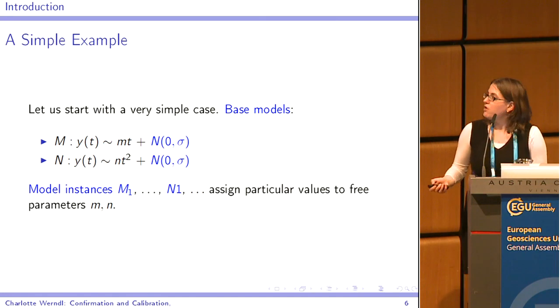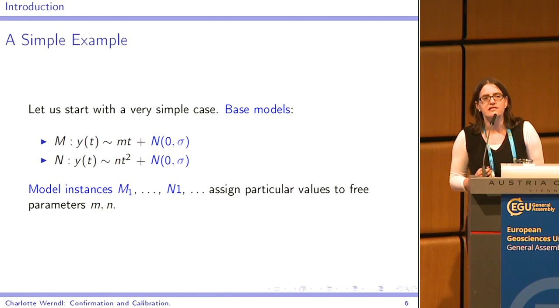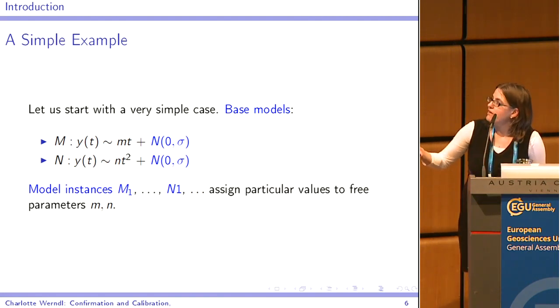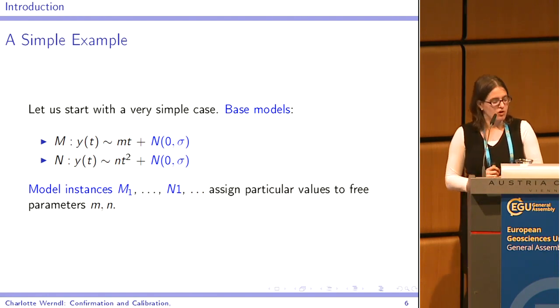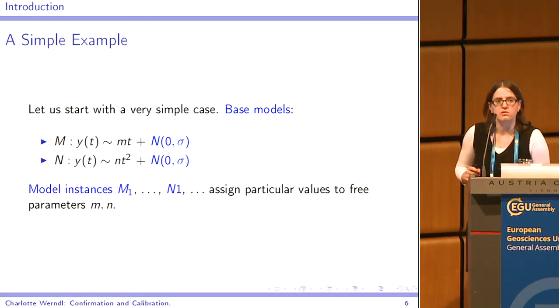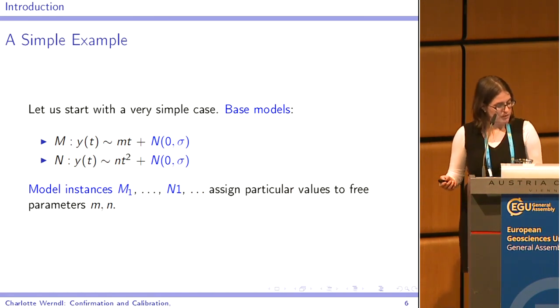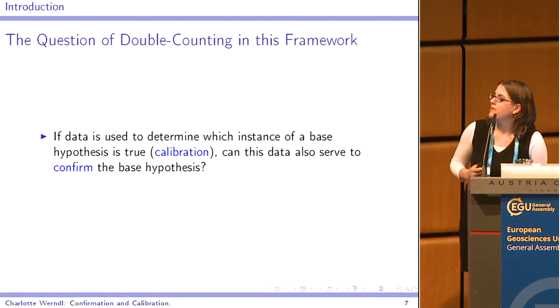And the second terminology, which will be important, is model instances. I think it's clear what model instances are now. These are really what you get from a Bayes model when you assign a specific value to the parameter M or N. So M1, for instance, is just a Bayes model where you have assigned the parameter M the value 1. So it's just YT equals T plus the normal distribution. But it's the terminology of Bayes models and model instances which you need to formally conceptualize the idea of double counting and the problem of double counting.